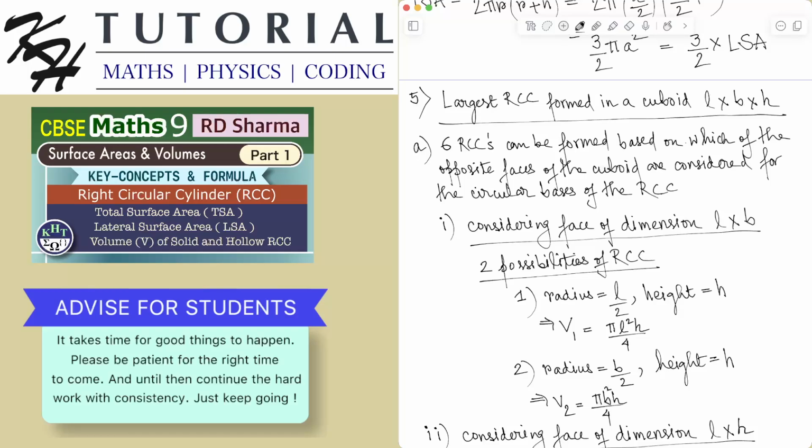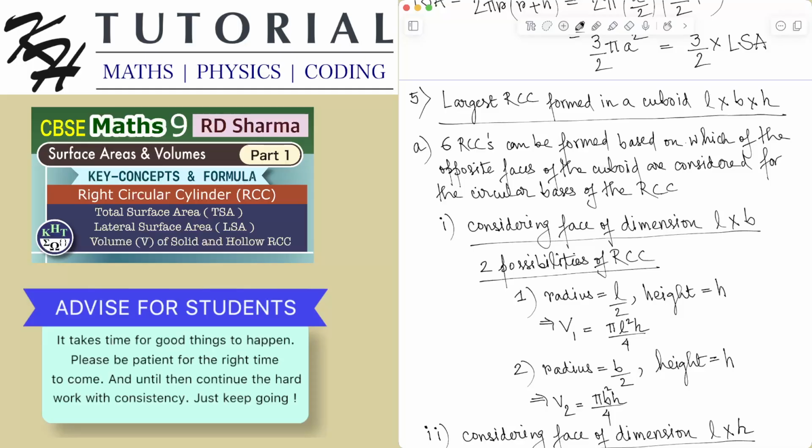Actually there are 6 possibilities. You have to compute 6 values. There are 6 possible RCCs that can be cut out from a cuboid, and you have to find the volume of those individual RCCs, and whichever is the maximum, you have to consider that RCC to be the largest RCC. Which are those 6 RCCs? The 6 RCCs can be formed based on which of the opposite faces of the cuboid are considered for the circular bases of the RCC.